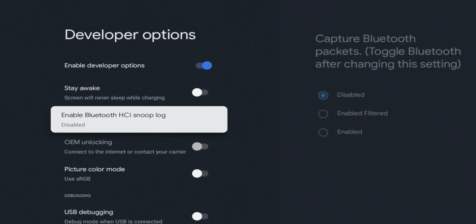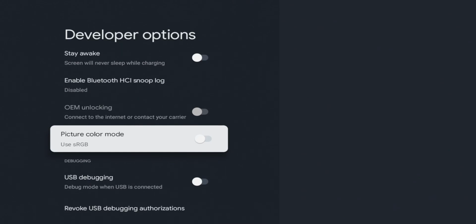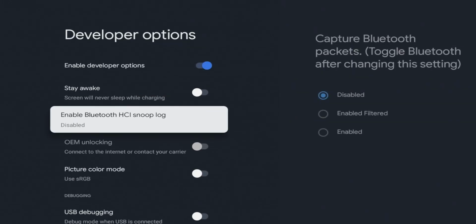OEM unlocked, looks like I'm not allowed to select that, but just so you guys know, this is required when unlocking the bootloader, but it's not the only step for unlocking your bootloader. This option does not appear on all devices. So you can see it is there, but I cannot select it on this new On 4K device.